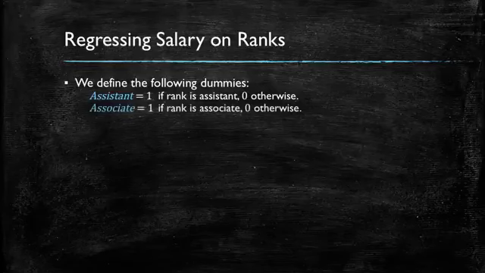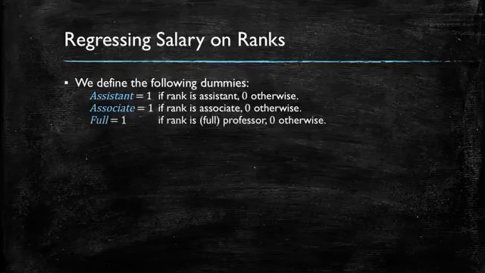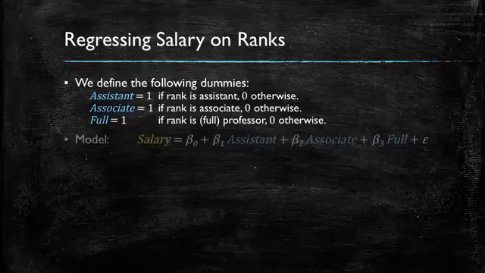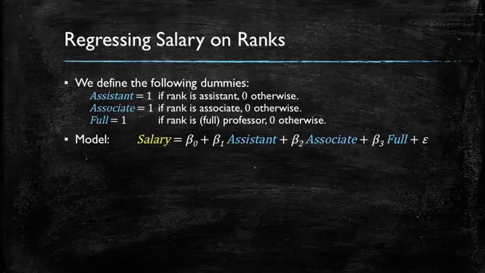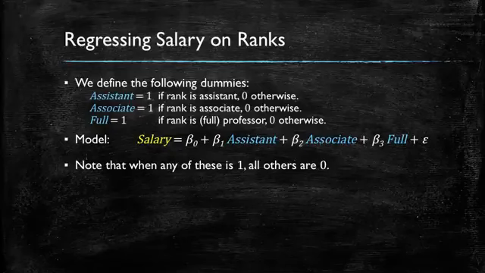We're going to have another dummy variable for associate, which is going to be equal to 1 if the rank is associate and it's going to be 0 otherwise. And finally, we create the dummy variable for the full professor, which works in the same fashion. If we put all these together, we find this model right here. Note that we have an intercept and one coefficient for each of the 3 dummy variables we just created. And a very important attribute of these dummy variables is going to make their interpretation easier. Note that whenever any of these dummy variables is a 1, all the others are going to be a 0.